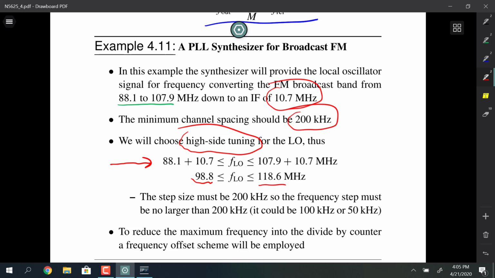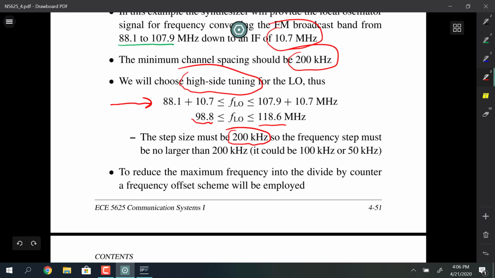The smallest step size that the synthesizer can tune is always the input frequency, which is FREF divided by M. So that says that our reference frequency into the synthesizer, into the phase detector, has to be 200 kilohertz. So if we were starting with 10 megahertz, let's say, we would have to pick a divide value M there.